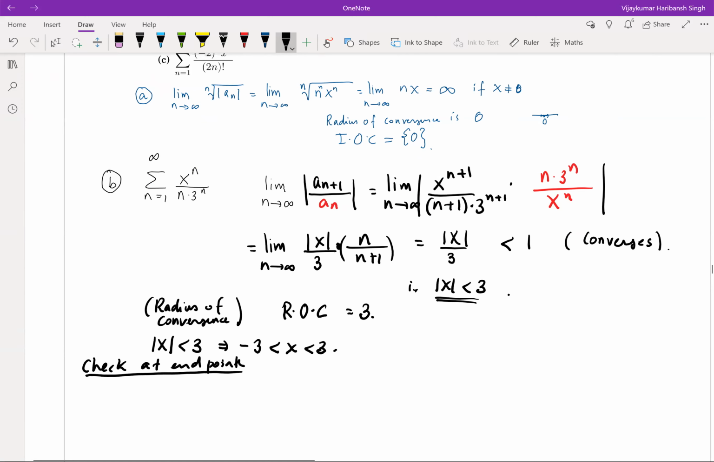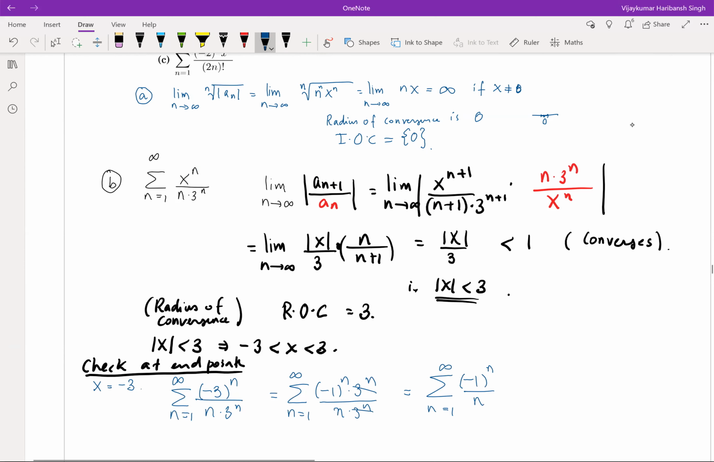So what are the two endpoints we got? The first endpoint is x equals minus 3. I'll put it back into the power series, sum from n equals 1 to infinity of (minus 3) to the power n over n times 3 to the power n. I can split the numerator into (minus 1) to the power n times 3 to the power n, divided by n times 3 to the power n. These cancel off, and you have the summation n equals 1 to infinity of (minus 1) to the power n over n. And you have already seen that this converges using the alternating series test.